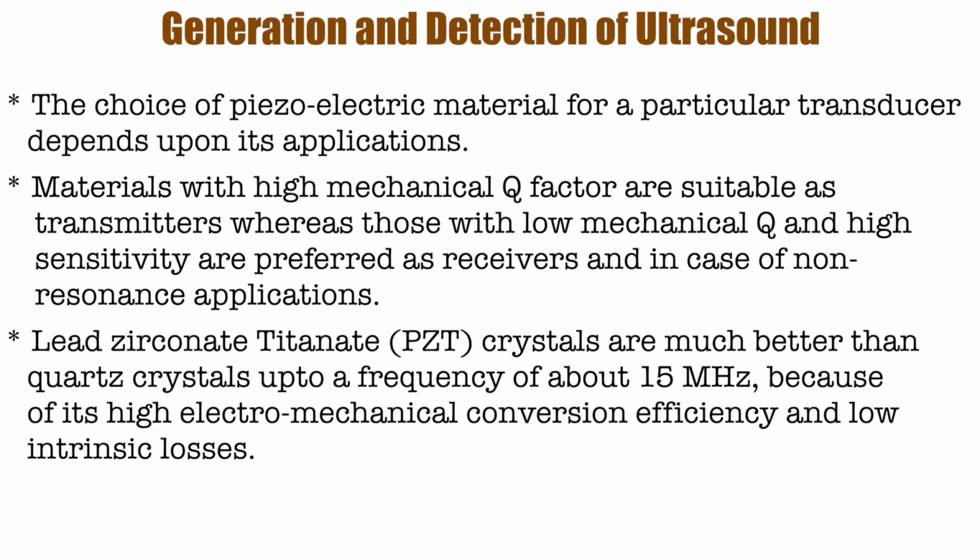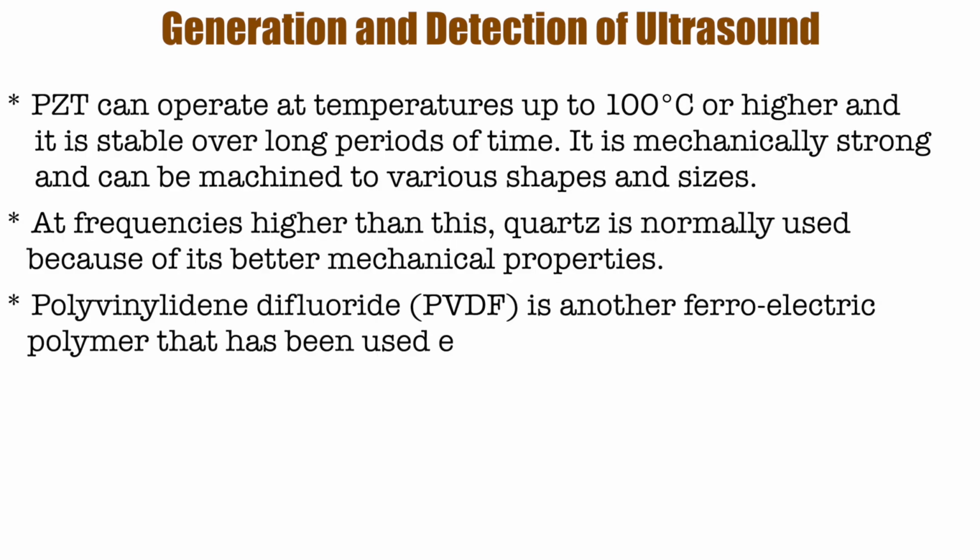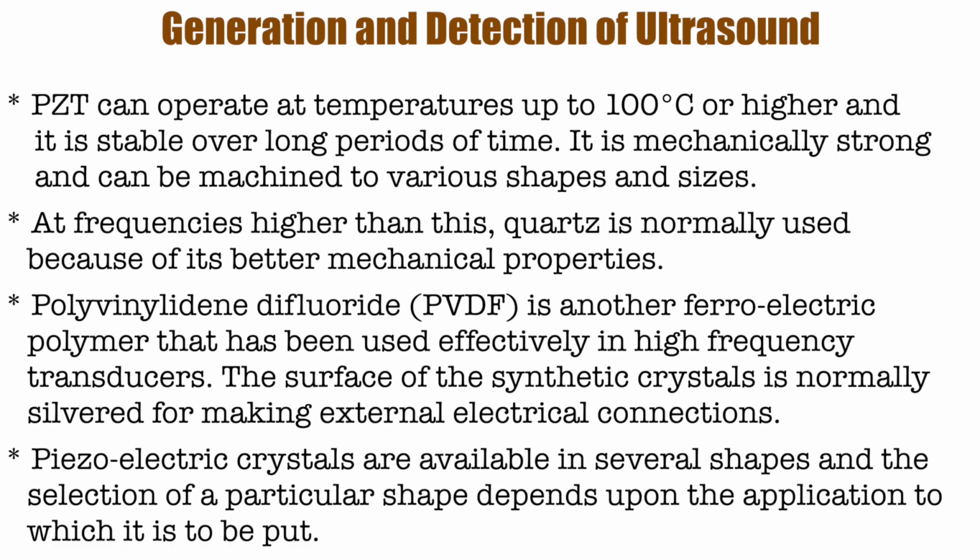Lead zirconate titanate, in short PZT, crystals are much better than quartz crystals up to a frequency of about 15 MHz because of their electromechanical conversion efficiency and low intrinsic losses. PZT can operate at temperatures up to 100 degrees centigrade or higher, and it is stable over long periods of time. It is mechanically strong and can be machined to various shapes and sizes. At frequencies higher than this, quartz is normally used because of its better mechanical properties.